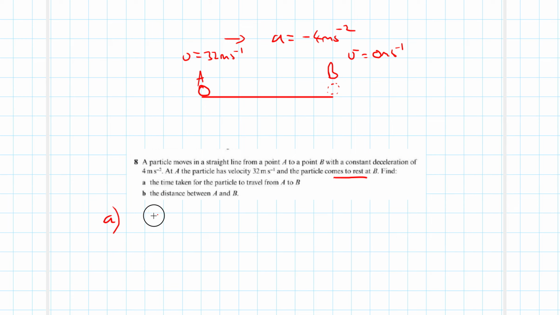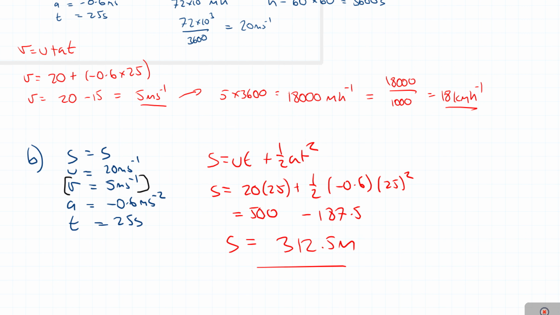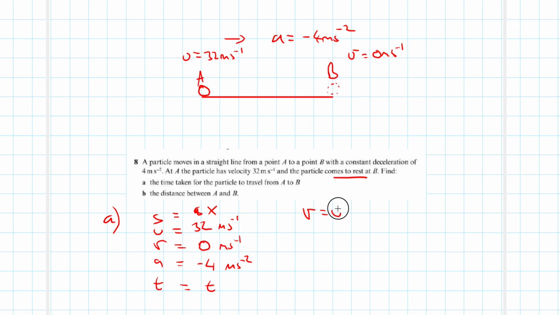So again, we write SUVAT for part A. So our distance we don't know, and we don't need to find. Our initial velocity is 32, our final velocity is 0, our acceleration is minus 4. Again, we can fill in the unit, and our time is something that we want to find, t. So here we're going to use the equation with our s, which is v equals u plus at. So v is equal to u plus at. So from here it's 0 equals 32 plus minus 4 times t.